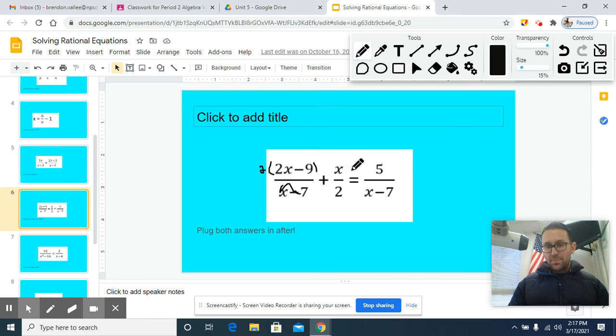If I multiply this by 2 times x minus 7, the 2's are going to cancel out. So I'm multiplying this by x minus 7. And here, if I multiply this 5 by 2 times x minus 7, the x minus 7 is going to cancel out, and I'm just going to multiply by 2. Okay, so now I'm going to distribute, combine my terms, and then solve for x, whichever way we need to. So that's the general idea of rational equations.